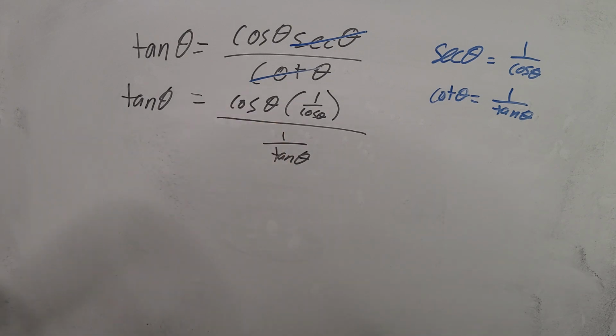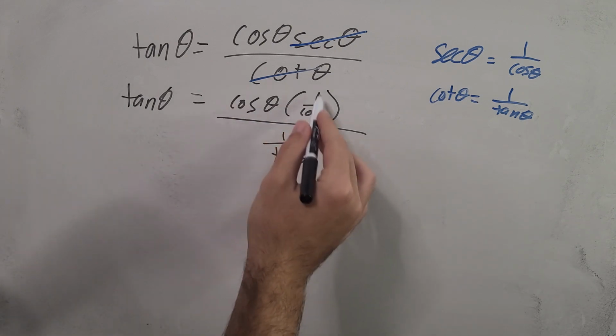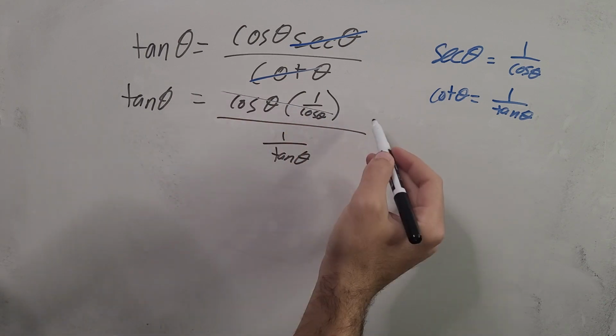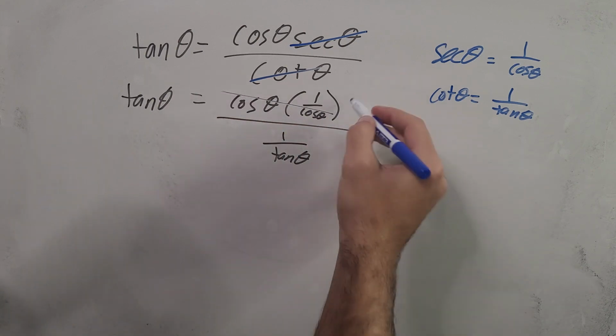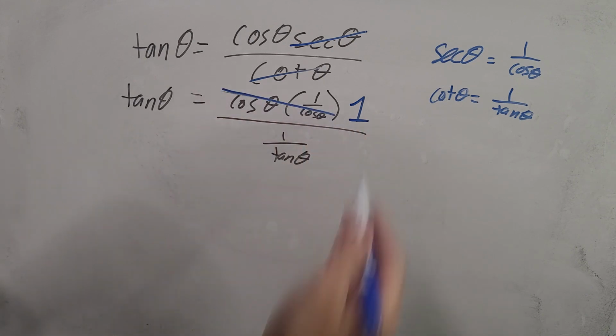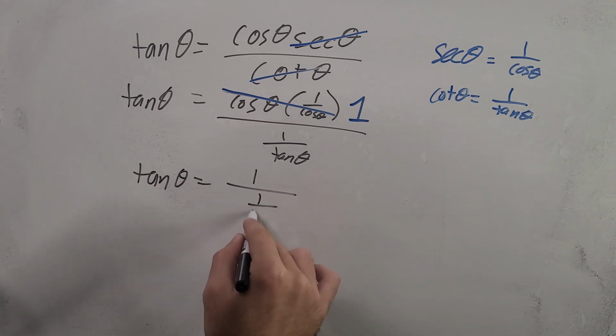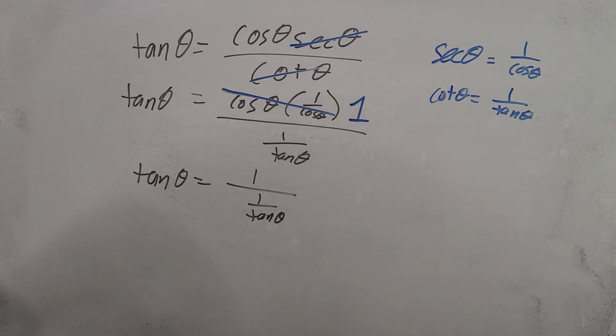Now, in the numerator, we can simplify that. Cosine times 1 over cosine, that's just 1. So essentially, that kind of cancels out. Let me use my blue marker for this. I could just replace that whole numerator with just the number 1. Now I'm left with tangent theta equals 1 over tangent theta. So how do I handle this?